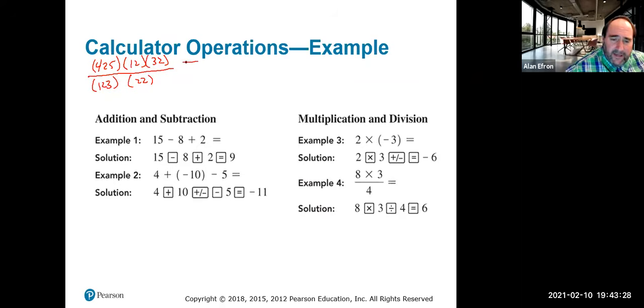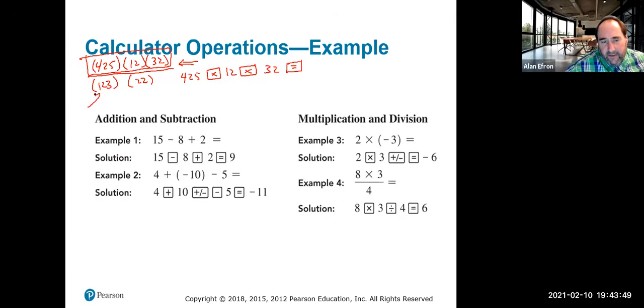Again, as I talked about today, on top, you pretty much can multiply all the numbers you want. So if I were to put this in my calculator, I would hit 425. I would hit the multiplication button. I would hit 12. I would hit the multiplication button. I would hit 32. I would hit the equals button. That would take care of the entire top part of the calculation.